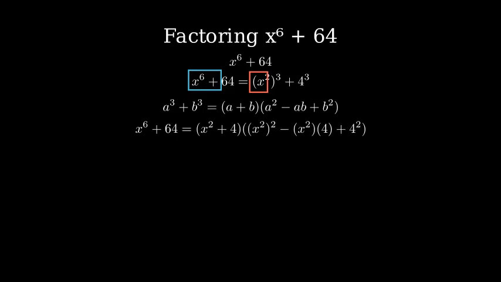Now, let's simplify the second factor. The first term is x to the fourth, the middle term is negative 4x squared, and the last term is 16. The first factor, x squared plus 4, cannot be factored further since it has no real roots.